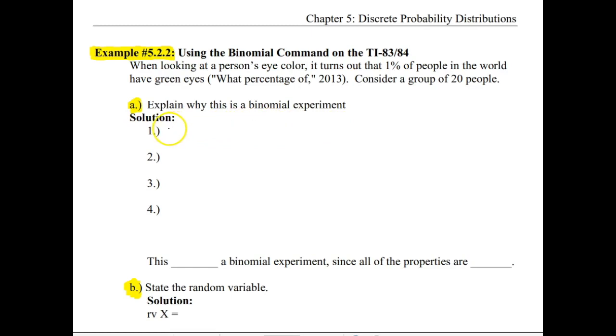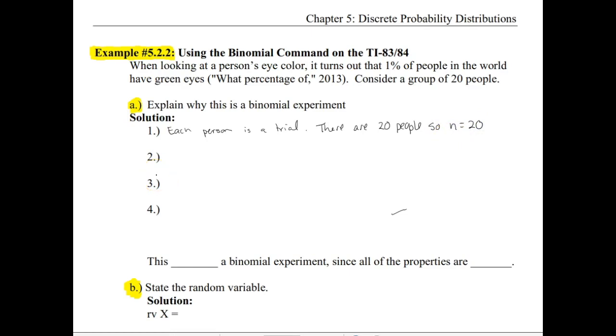So first off here, each person is a trial. So it's like each individual that we had earlier, so each person is a trial here. And there are 20 people. So n equals 20. Okay, so n is a fixed number here.